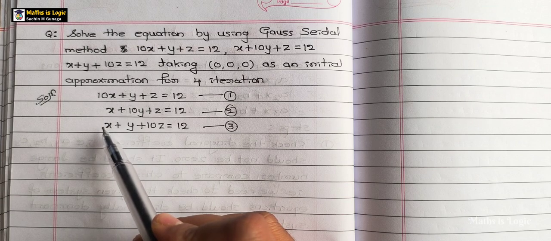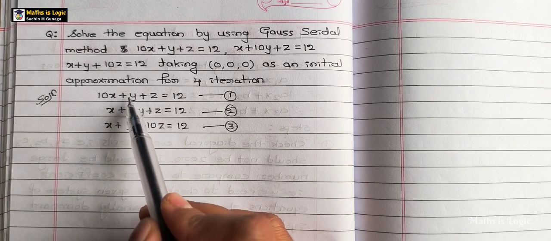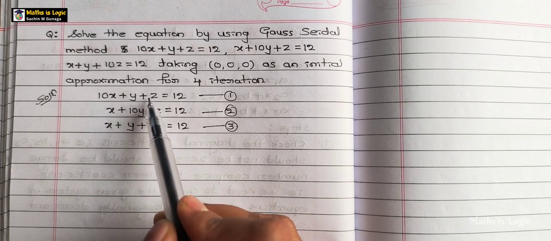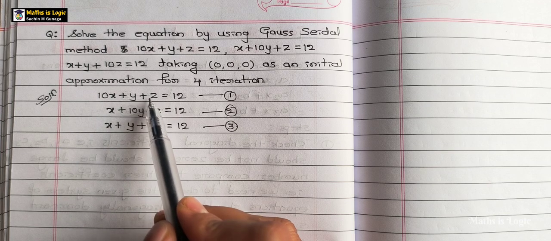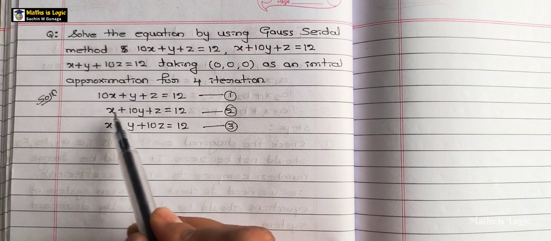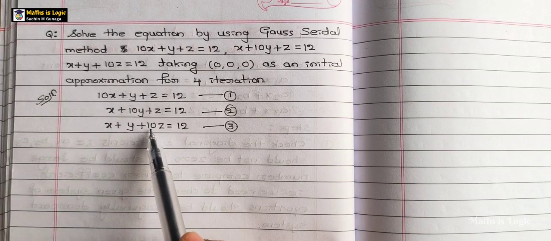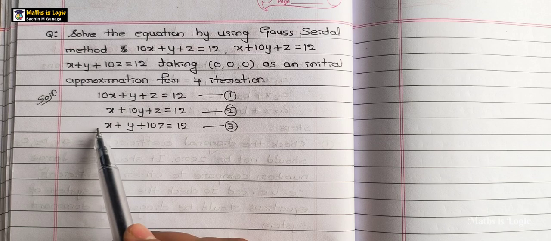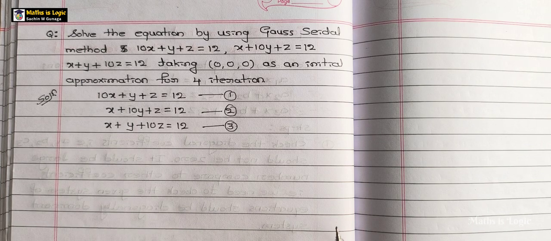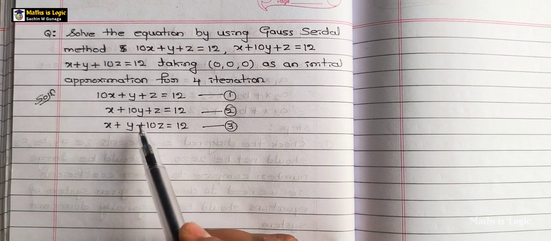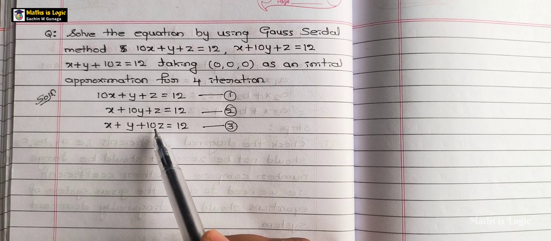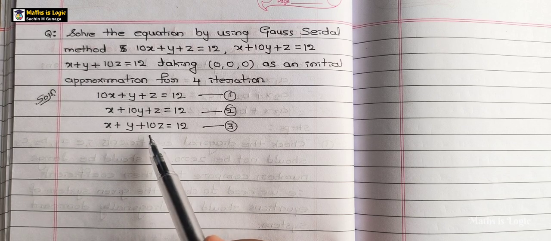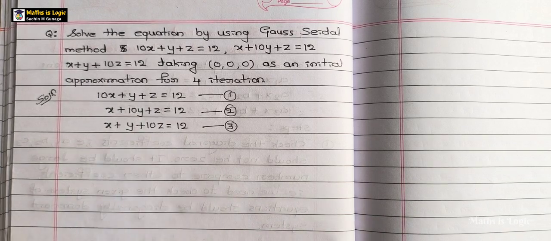So it should be greater than the other coefficients. Here the y coefficient is 1 and the z coefficient is also 1. Therefore 10 is greater than 1 and 1. Similarly here also 10 is greater than 1 and 1, and in equation number 3 also 10 is greater than 1 and 1. Therefore the first step is correct. What is that first step? All 3 diagonal coefficients should not be 0 and should be larger than the other coefficients.